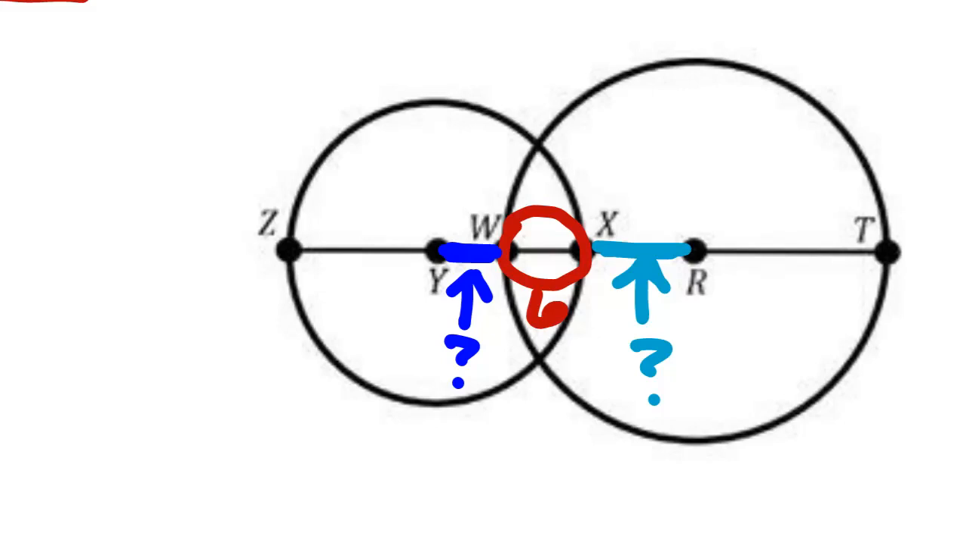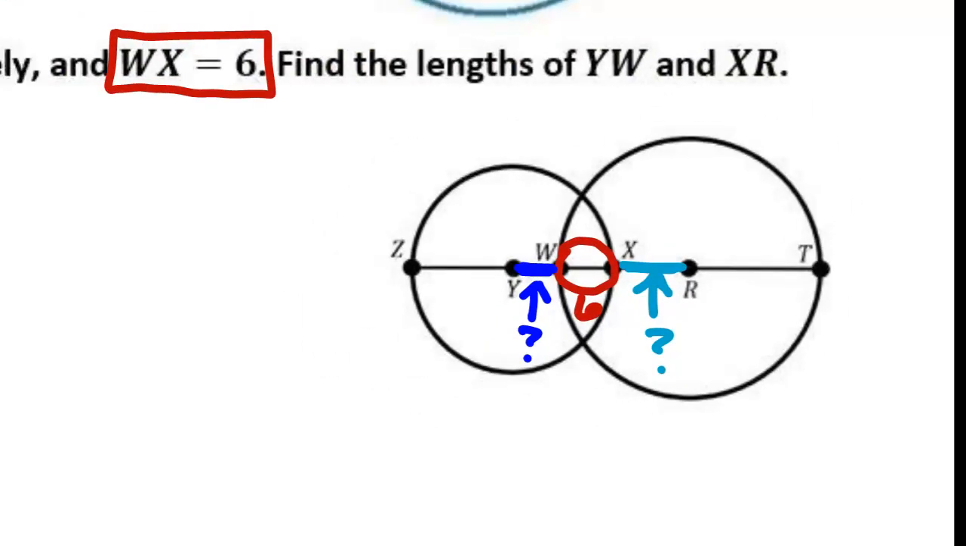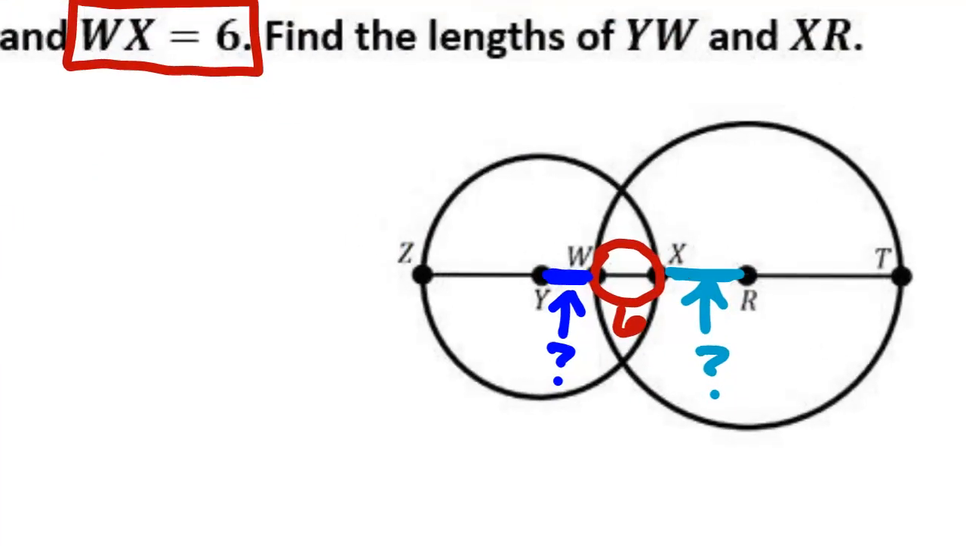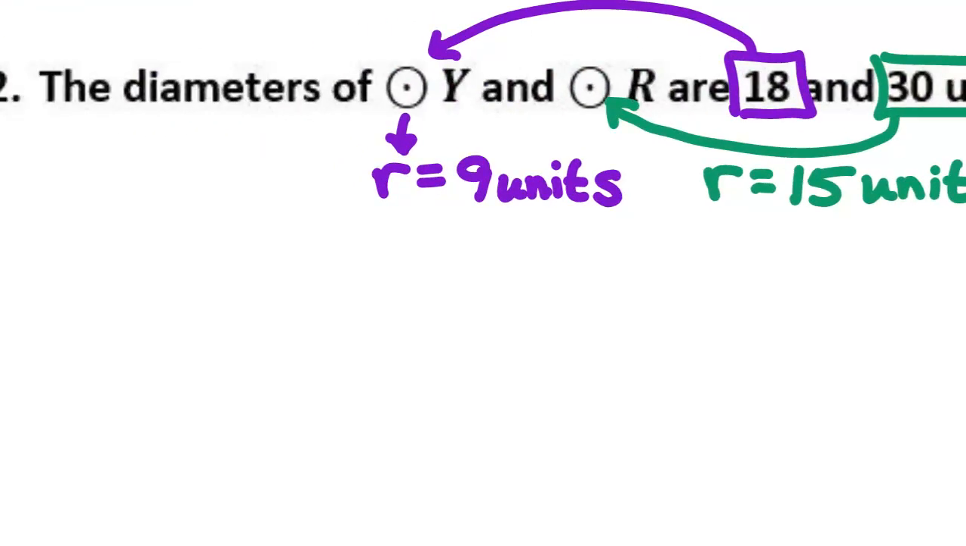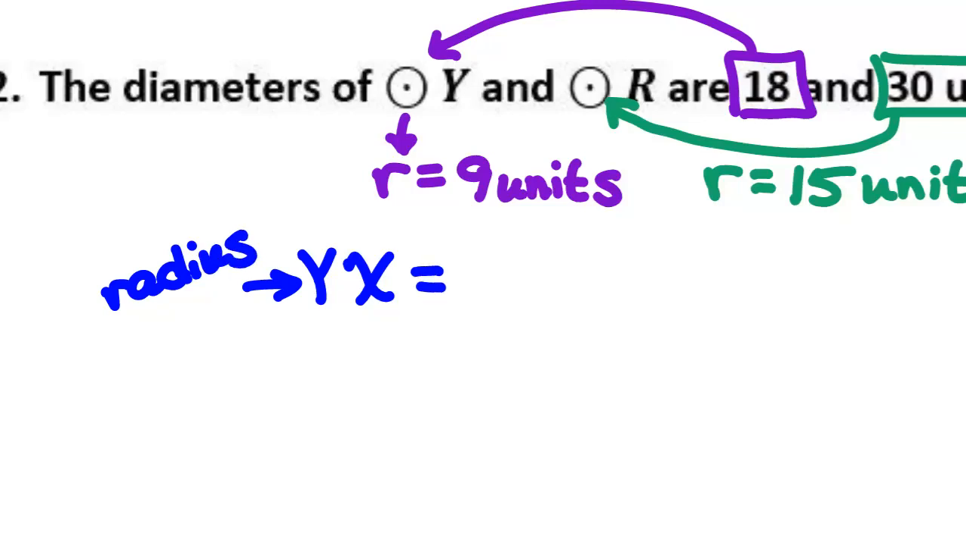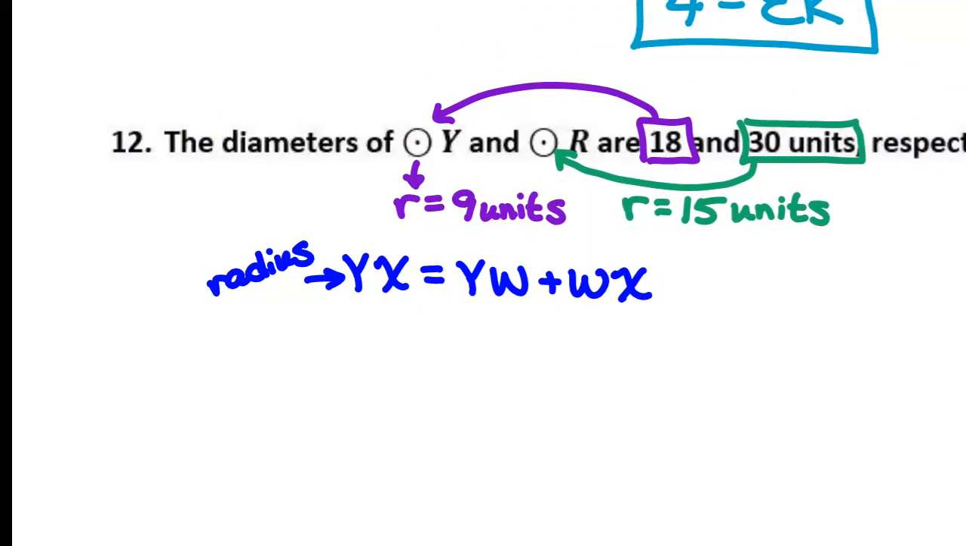YW is part of the radius of circle Y. I know one of the radii is this, ZY. What's the other radii of that circle? YX. YX, which is a radius, is equal to what two smaller segments added together? YW plus WX, yes. Do we know how big YX is? Do we know how big the radius is? How big is it? 9.